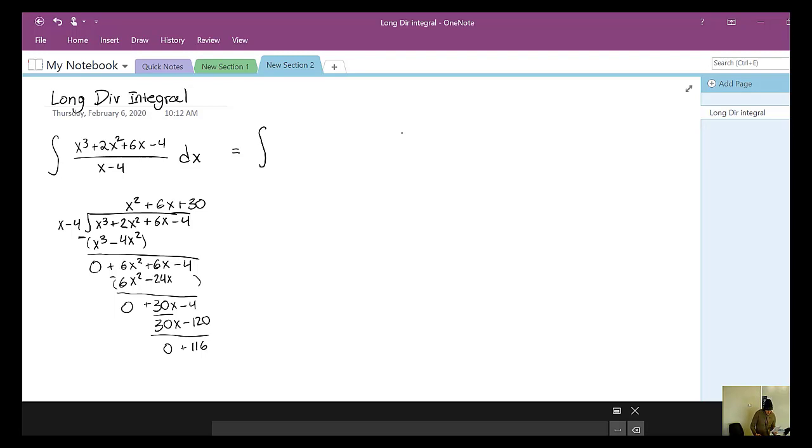Let's see, how well does that work out? Okay, so that means we can rewrite our integral as, well, the fraction becomes x squared plus 6x plus 30 plus 116 over x minus 4, where 116 is just the remainder of the division we used.